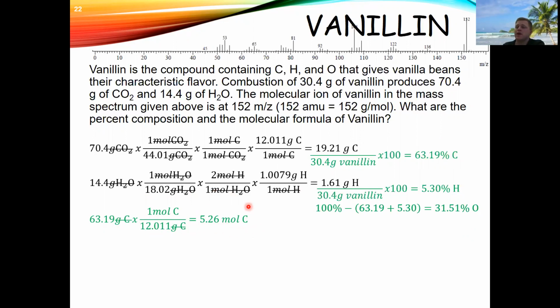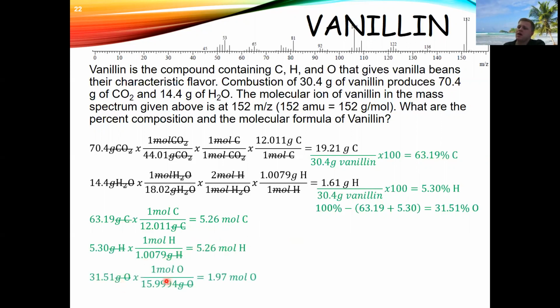Now again, just a reminder, everything right here is just theoretical. We don't actually have 63.19 grams of carbon, right? We're just saying that we're going to pretend this 63.19% carbon is 63.19 grams of carbon. And that is just to simplify the calculations here. We're going to do the same with hydrogen, turn that into moles, and the same with oxygen. So we have equal numbers of moles of carbon and hydrogen, and our moles of oxygen are a lot less.